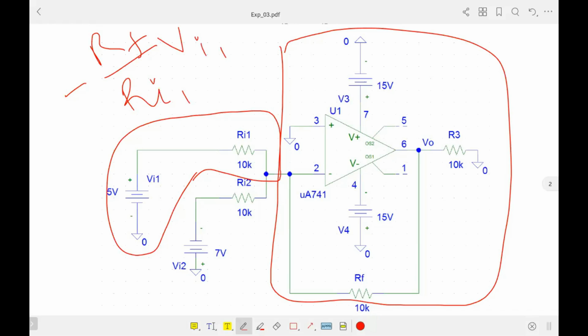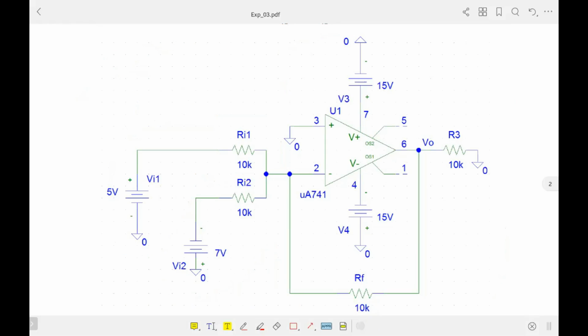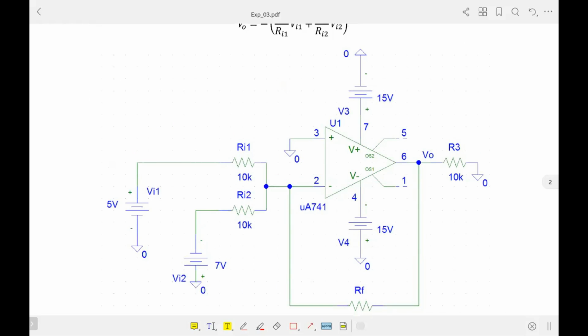And now we are talking about the inverting adder. That means we are going to add multiple voltages, so that's why we want to supply multiple voltages. In this circuit, we actually supply two voltages. One is VI1 and another is VI2. So let me clear the screen. Now this is the expression.